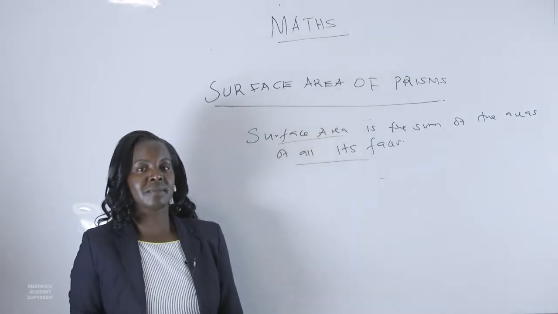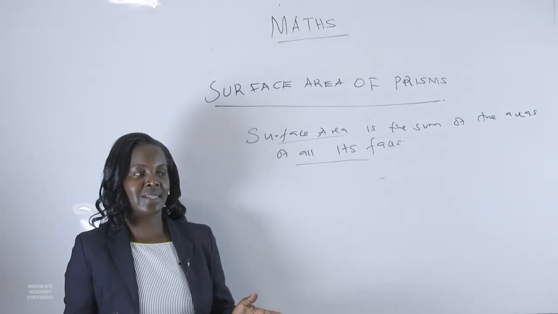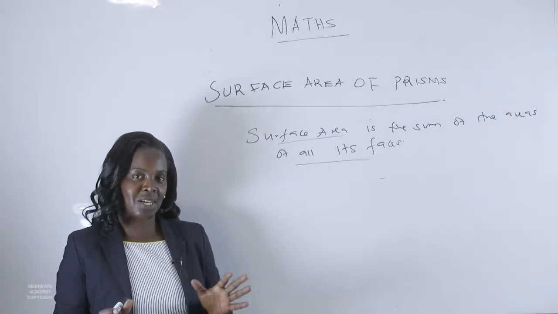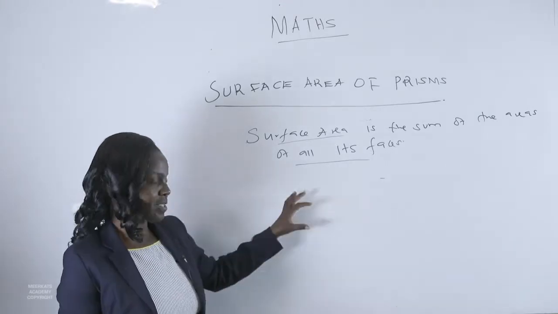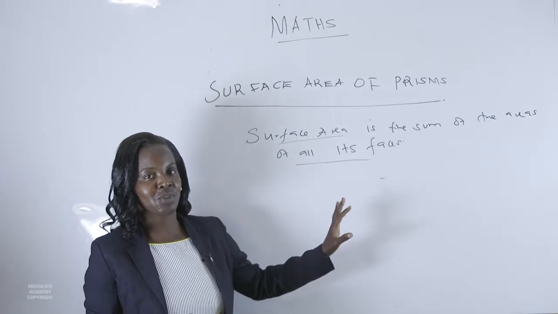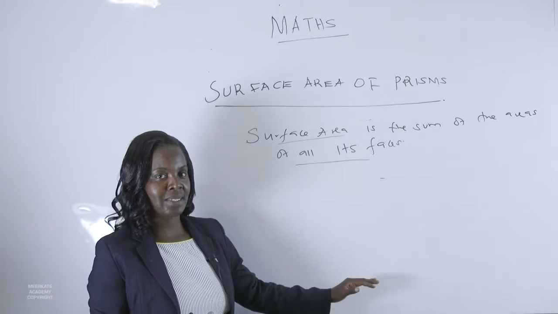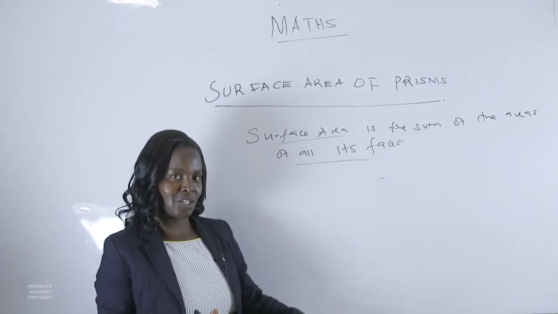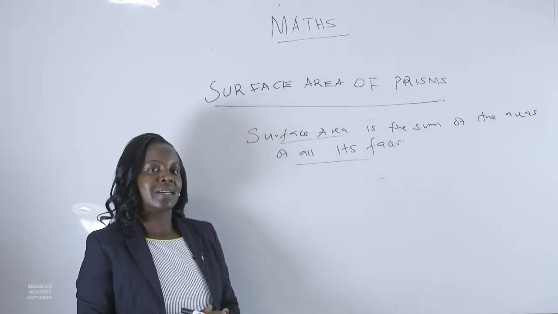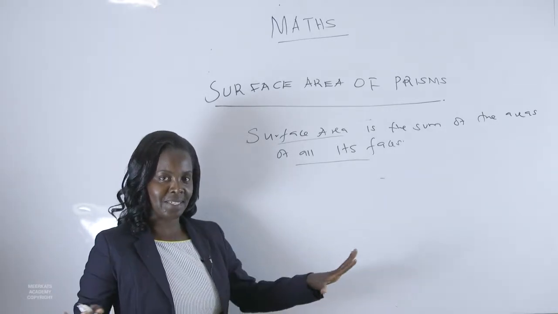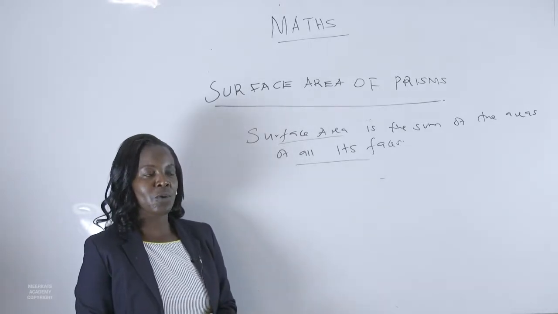One method is breaking down, opening up the solid so that we have a two-dimensional figure from a three-dimensional figure. Remember what we have just drawn. The prism is a three-dimensional object. It has the length, the base, and the height. But we can open up the prism so that it has different faces which are two-dimensional. We call that a net.